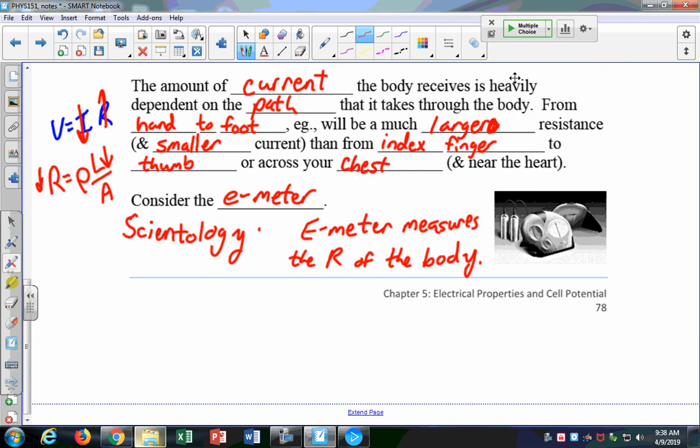All right, so they use the E-meter to find psychological issues. They sort of use it from a counseling perspective, but it's not counseling, it's manipulation. It's trying to manipulate you to various things.